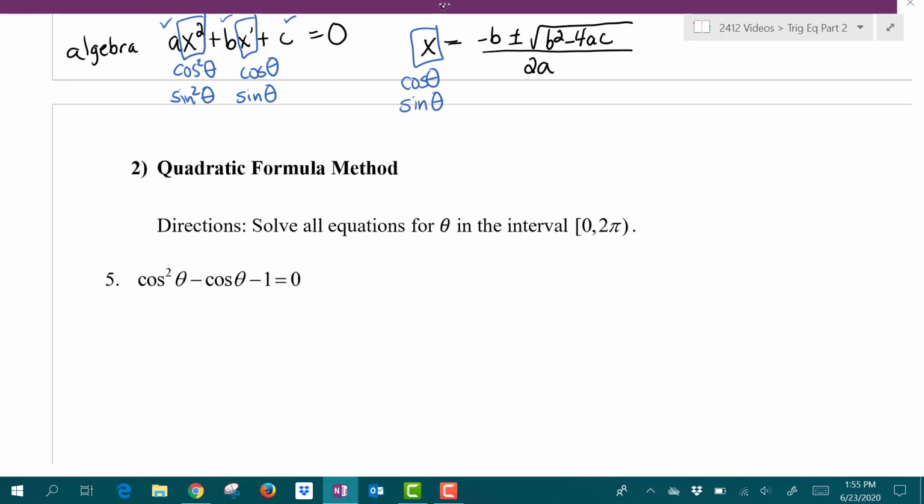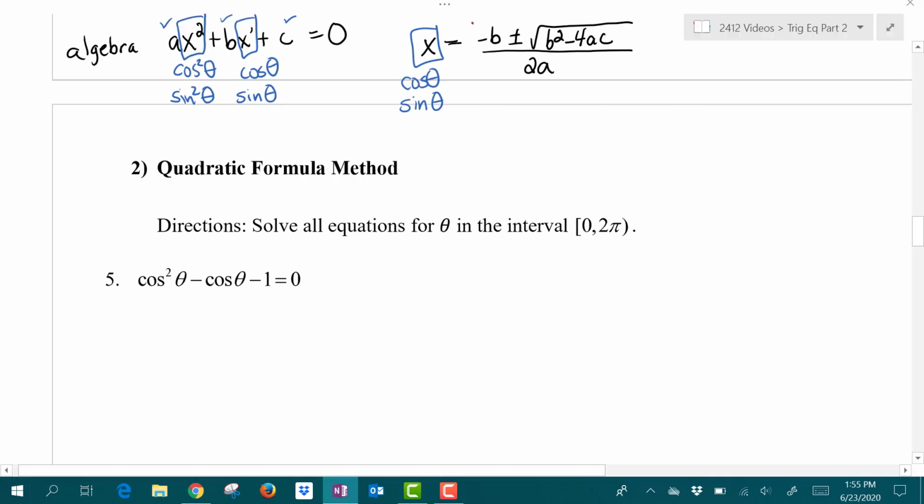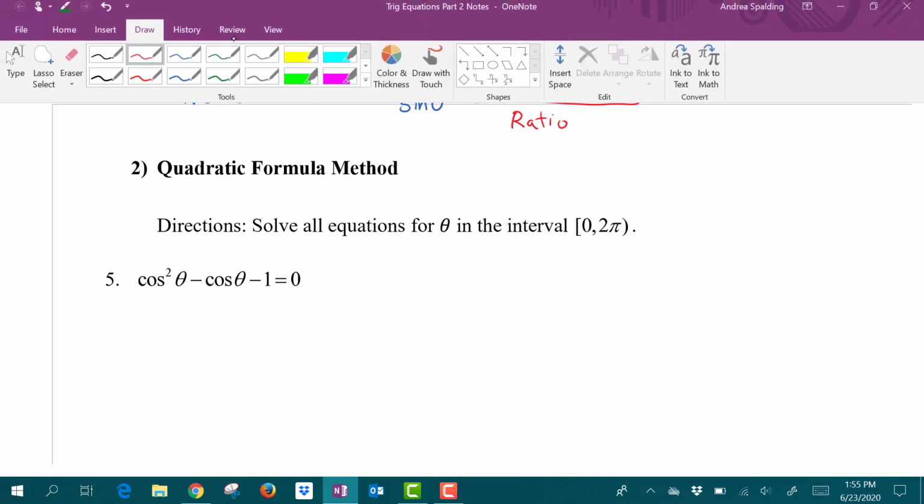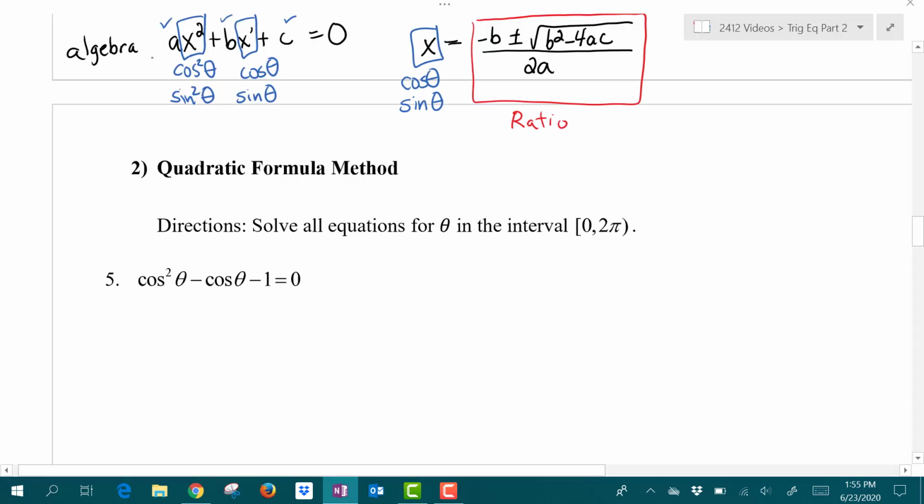The other really important part about using the quadratic formula is this is not your answer. What you get on the other side of the equal sign is the ratio. So you don't want to stop there. When you're in algebra, you stop there, but when you're in trig, this is your ratio.